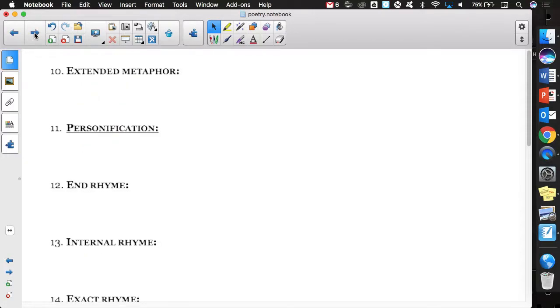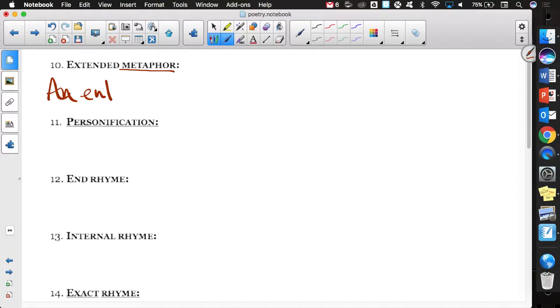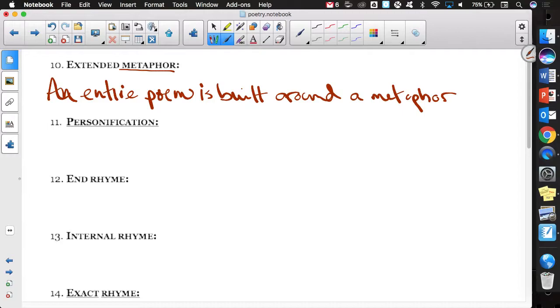All right, now for 10 through 20, a lot of these we're going to already be familiar with, especially I would think 10 and 11 because you're dealing with more figurative language. For number 10, extended metaphor, we're already familiar with a metaphor, an unlike comparison without using like or as. If it's an extended metaphor, then the poem is going into detail about that metaphor. So essentially you have an entire poem built around a singular metaphor.